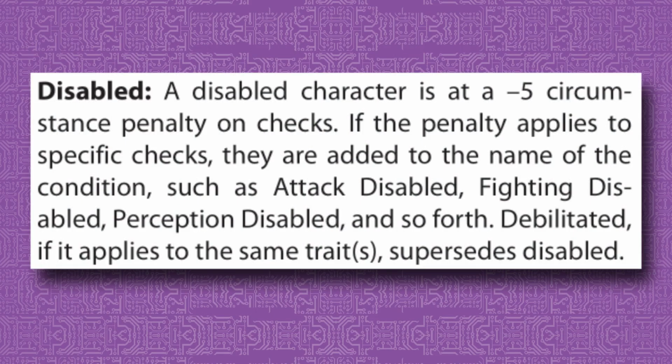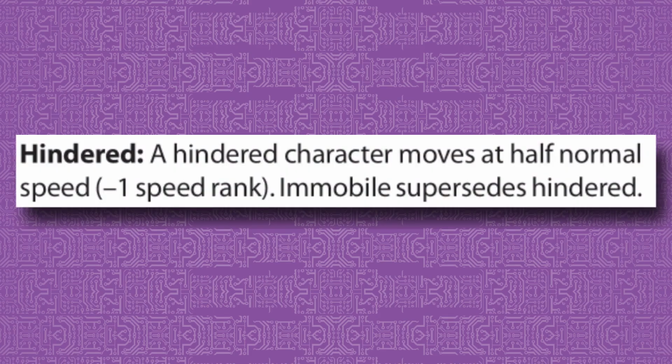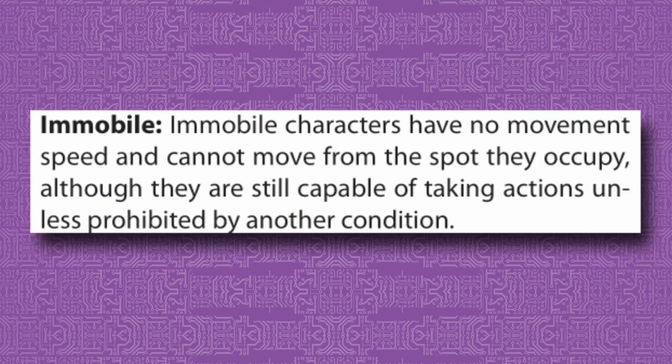Disabled. A disabled character is at a -5 circumstance penalty on all checks. If the penalty applies to specific checks, they are added to the name of the condition, such as attack disabled, fighting disabled, perception disabled, and so forth. Debilitated, if it applies to the same traits, supersedes disabled. Fatigued. Fatigued characters are hindered. Characters recover from a fatigued condition after an hour of rest. Hindered. Hindered characters move at half normal speed, -1 speed rank. Immobile supersedes hindered. Immobile. Immobile characters have no movement speed and cannot move from the spot they occupy.